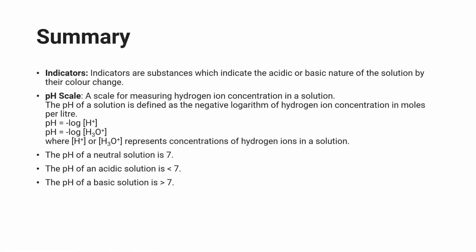Indicators are substances which indicate the acidic or basic nature of the solution by their color change. The pH scale is a scale for measuring hydrogen ion concentration in a solution. The pH of a solution is defined as the negative logarithm of hydrogen ion concentration in moles per liter. pH is minus log of hydrogen ion concentration. The pH of a neutral solution is 7, acidic is less than 7, and that of basic is greater than 7.